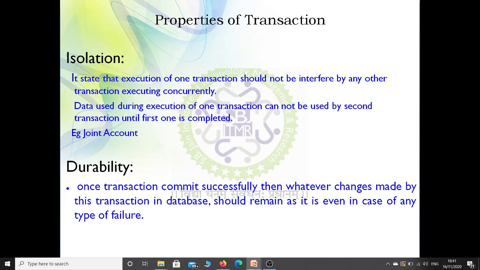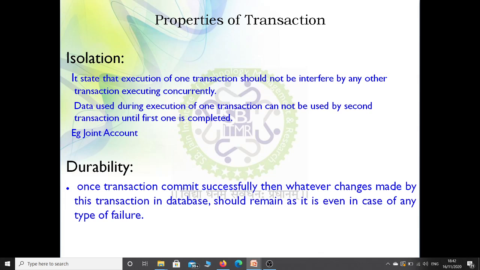So the concurrency control mechanism ensures the isolation property of a transaction. According to that isolation property, the execution of one transaction should not interfere with another transaction. It states that execution of one transaction should not be interfered with by others. I hope you understand what the isolation property is, and it's a very good example.